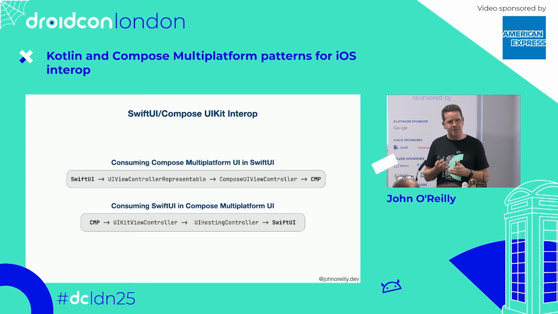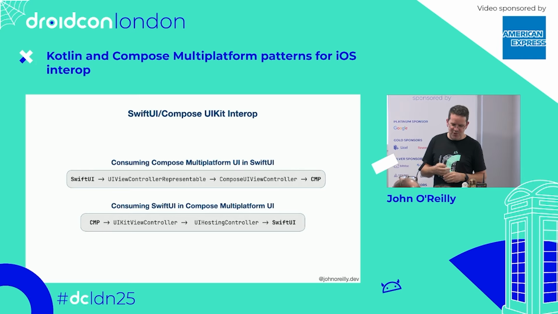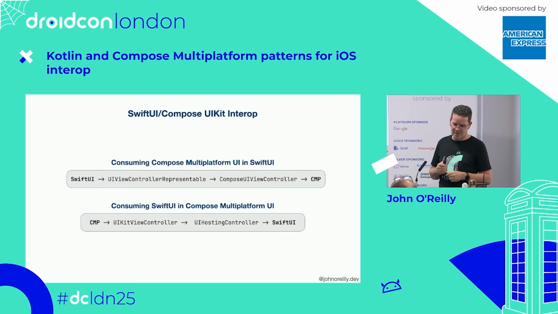And another view of these same classes here showing the interop options they enable. These are all sort of long-winded names to say, but using SwiftUI's UI View Controller representable and CMP's Compose UI View Controller to allow consuming Compose code in SwiftUI. And similarly using CMP's UI Kit View Controller and SwiftUI's UI Hosting Controller to allow consuming SwiftUI code in Compose. Lots of moving parts that will hopefully become clear as we work through some examples.